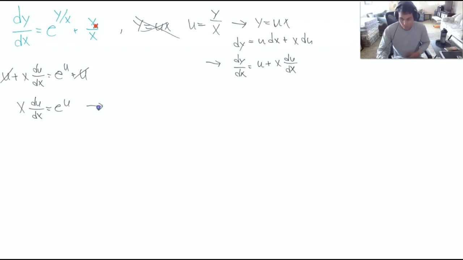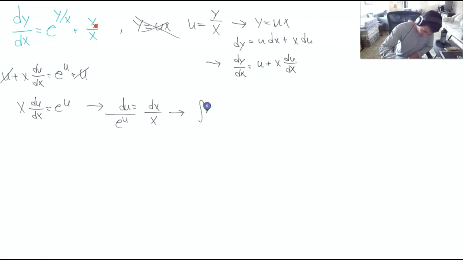And then by separation of variables, we can put dx on the other side and divide by e to the u on the other side. So we get du over e to the u is equal to dx over x. Let's divide by that x now. There we go. Sorry, that looked kind of ugly for a second. Nonetheless, we can integrate both sides.